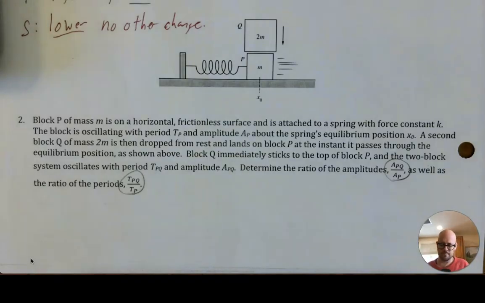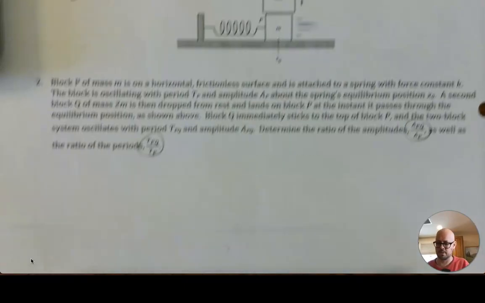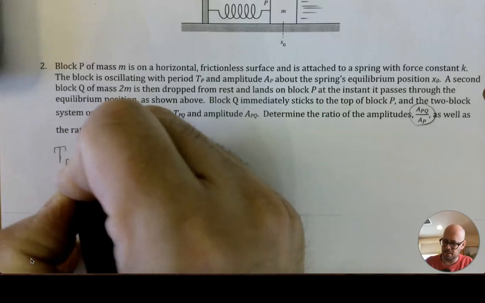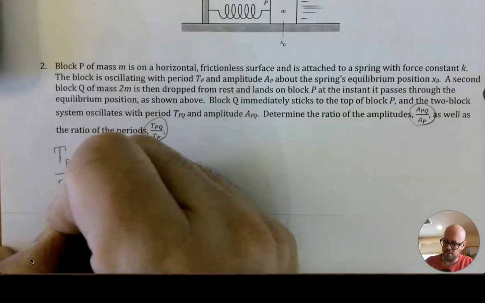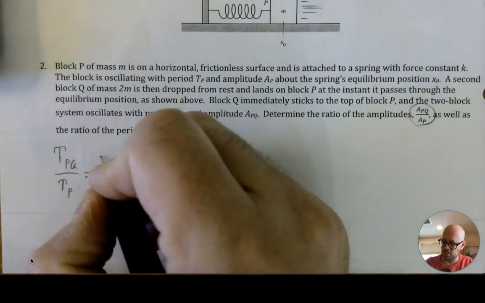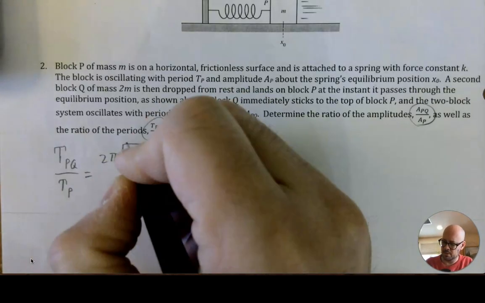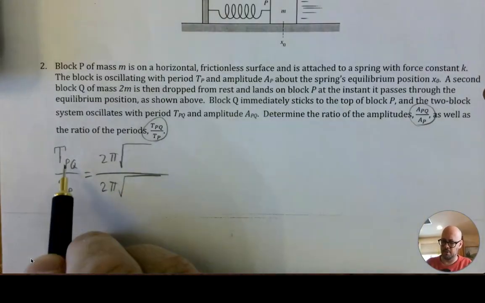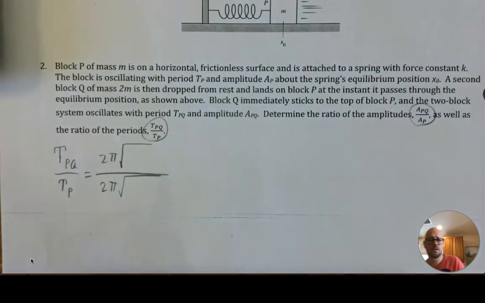So in order to do that, I think I'll just do the periods first because it's kind of easy. That collision is going to change the period of oscillation because the mass of the system has changed. What's nice about this period equation is that the only concern you have when thinking about period is mass and spring constant. So I'm going to set up a fraction. On the top, I'm going to have the period expression after block Q is added, and on the bottom I'll have the expression before block Q is added.